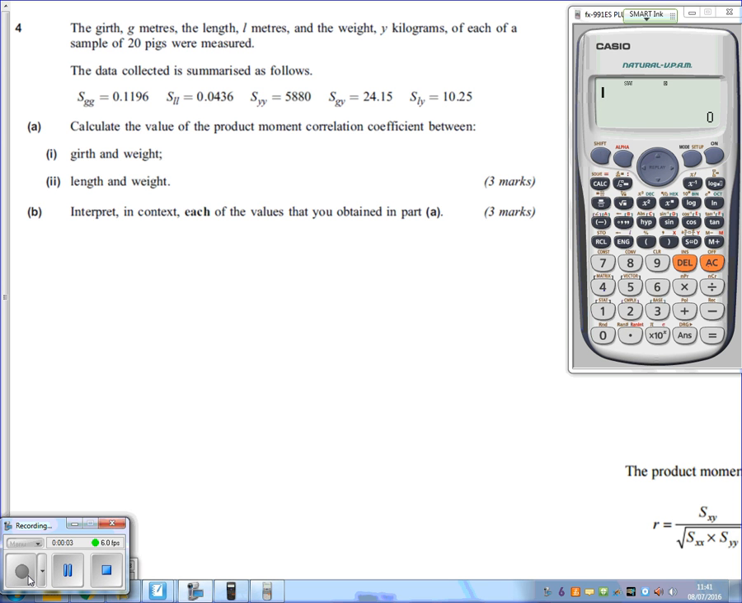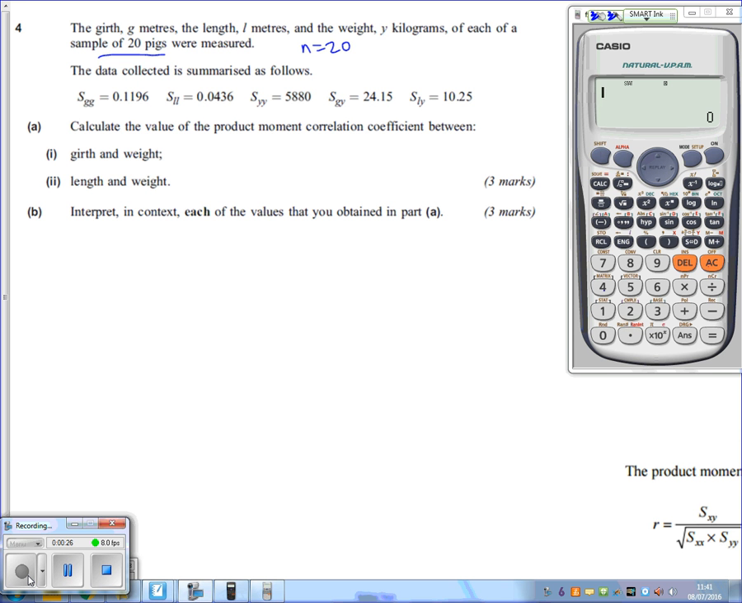This is question number 4 on the June 2013 AQA Statistics 1 paper. So we've got a question here. We've got girth, length and weight of pigs, a sample of 20 pigs. So straight away I can write down n equals 20.